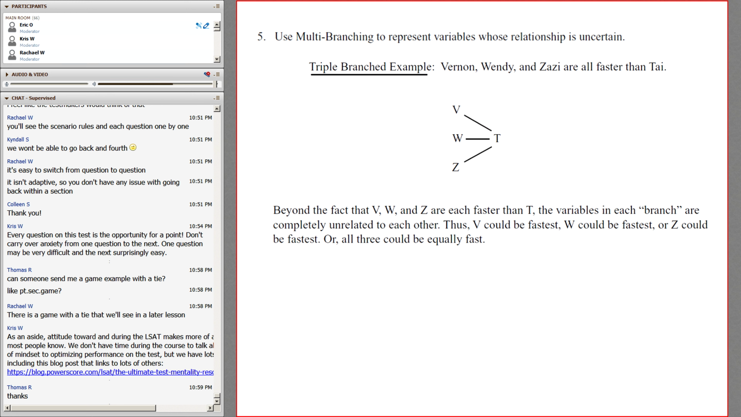If it says Vernon, Wendy, and Zazie are all faster than Ty, well, you've got all these connections of each of these variables to Ty, but you want to make sure you're not drawing any connections between them, because we really don't know the order of them. So again, it's about knowing what you know and drawing that in, but making sure you're representing the rule in a way that you're not inferring things that don't exist.